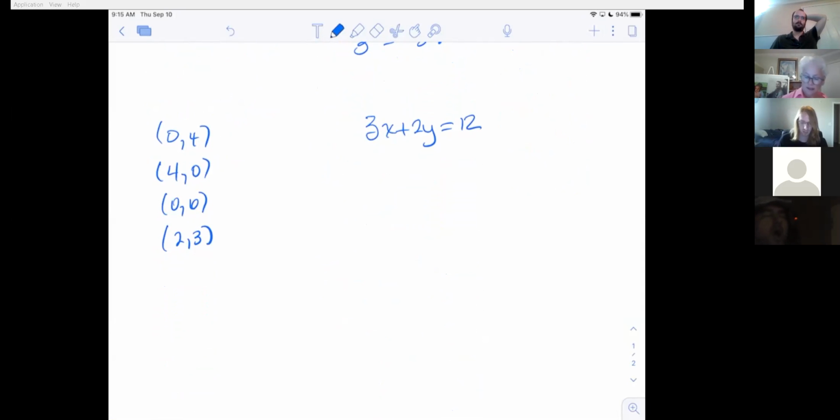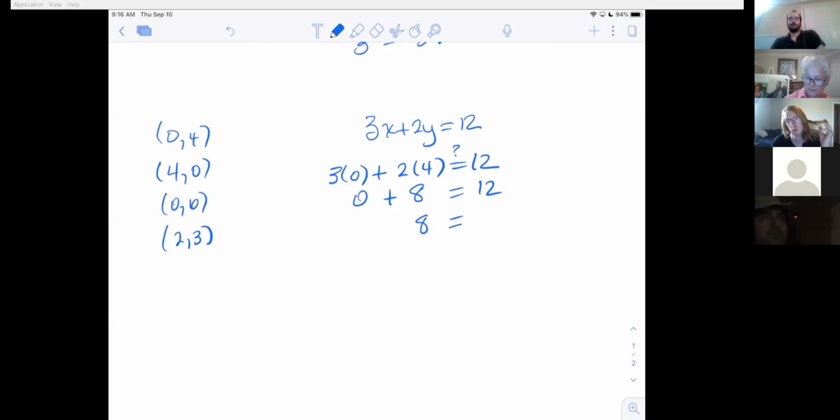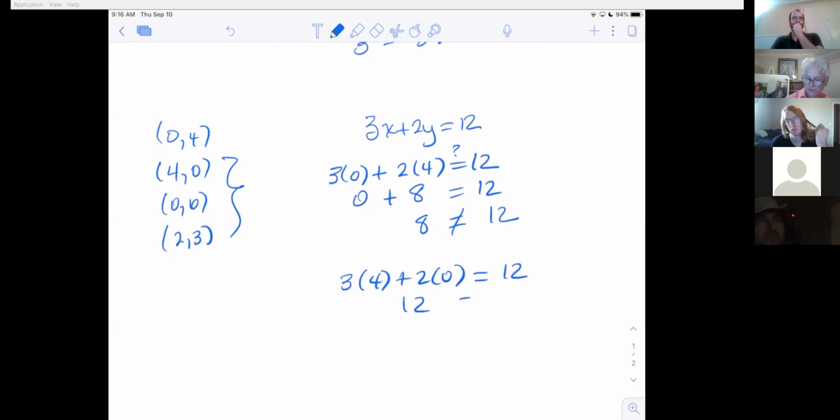So again, I'm going to plug 0 in. I'm going to say 3 times 0 plus 2 times 4. Does that equal 12? Right off the bat, I found the one that didn't work, because that does not equal 12. The rest of these will work, like 3 times 4 plus 2 times 0, that does equal 12. And (0, 6) would work, and (2, 3) would work. So if a point lies on the line, that means it also is a solution to the equation.